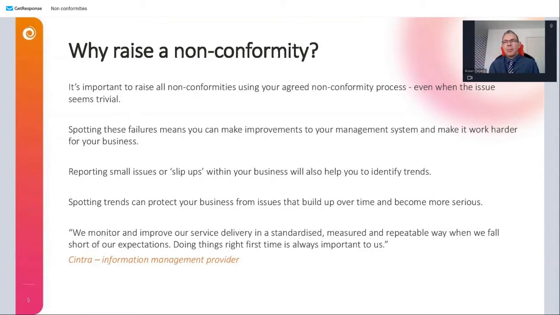So it may be a slip up that doesn't necessarily cause a massive hiccup at that point, and you've already spotted it, which essentially means you're starting to improve your business. I think even the smallest of issues, if you are recording these small issues and big, medium issues, if you're recording them all, what it allows your organization to do is look at everything that's affecting your business.